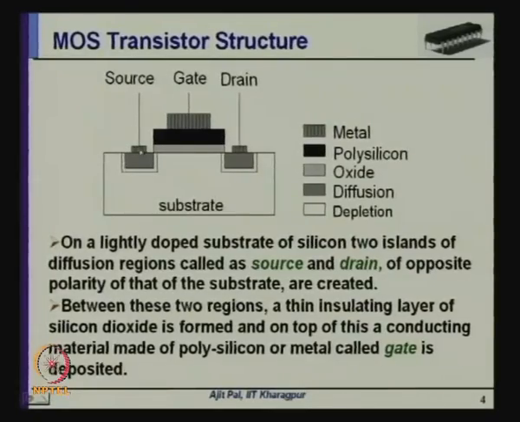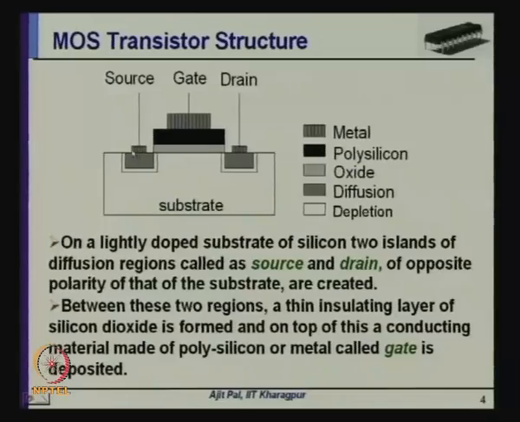And then you will be creating two highly doped regions, islands you can say, which are known as source and drain. So, on a lightly doped substrate of silicon, two islands of diffusion regions called source and drain, which are heavily doped, are of opposite polarity to that of the substrate. That means, if the substrate is lightly doped p type, then these diffusion regions, that means source and drain, will be of n plus type, and these are known as source and drain, as you can see here.